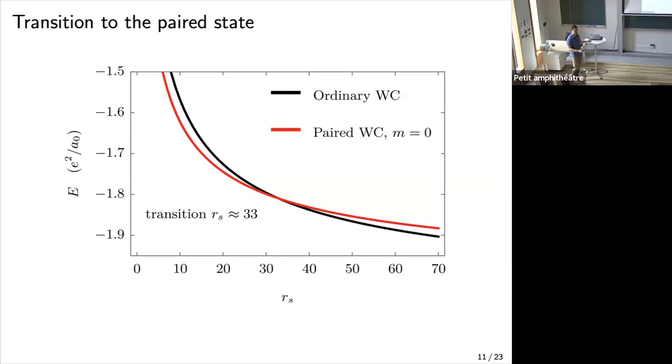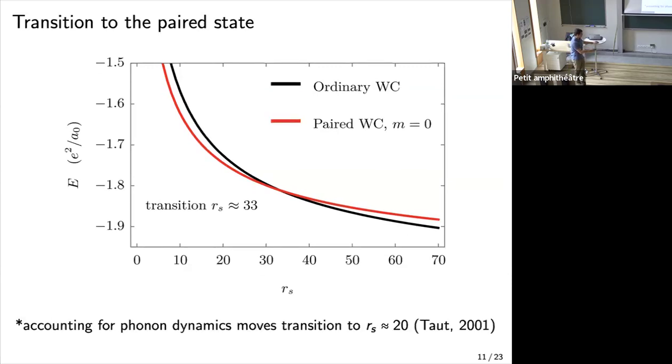That is, one has to compute the actual phonon spectrum of the crystal to get a better estimate of the zero-point energy. And if you do that, and it was done by Tôt in the early 2000s, you find that this transition actually moves to a somewhat smaller value of rs, roughly 20. But for our purposes, this kind of approximation is sufficient.